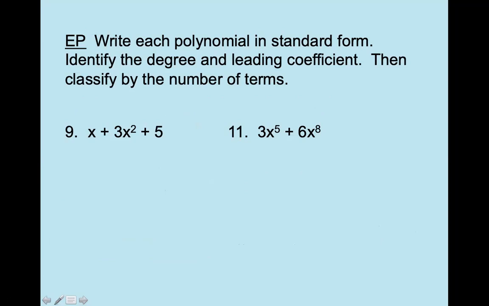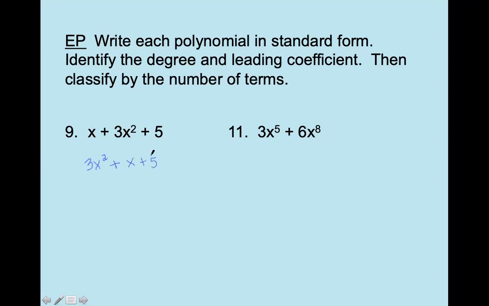I'm going to grab my pen. So the first thing we have to do is write it in standard form. So standard form is highest degree first. So this is x to the first, 3x squared. Oh, that's higher. I'm going to put 3x squared first. Then my x term comes next, followed by the constant. All right, that's the first thing they asked us to do.